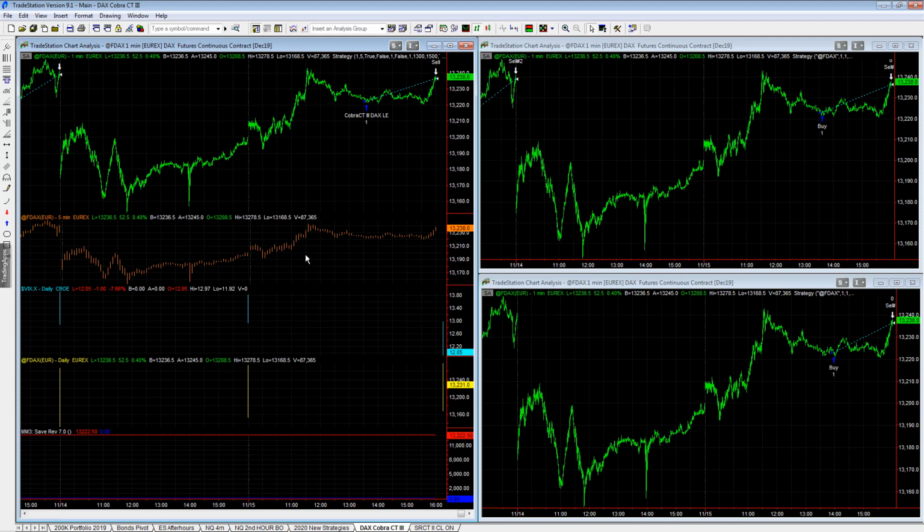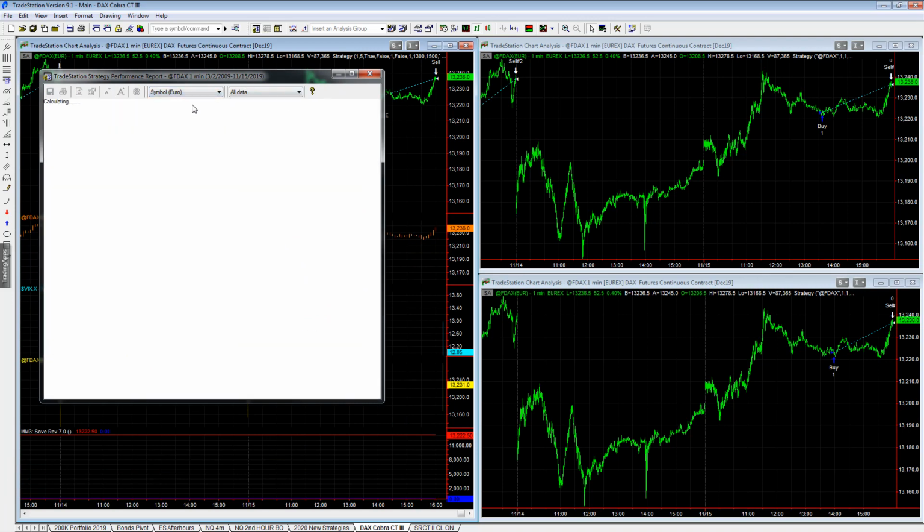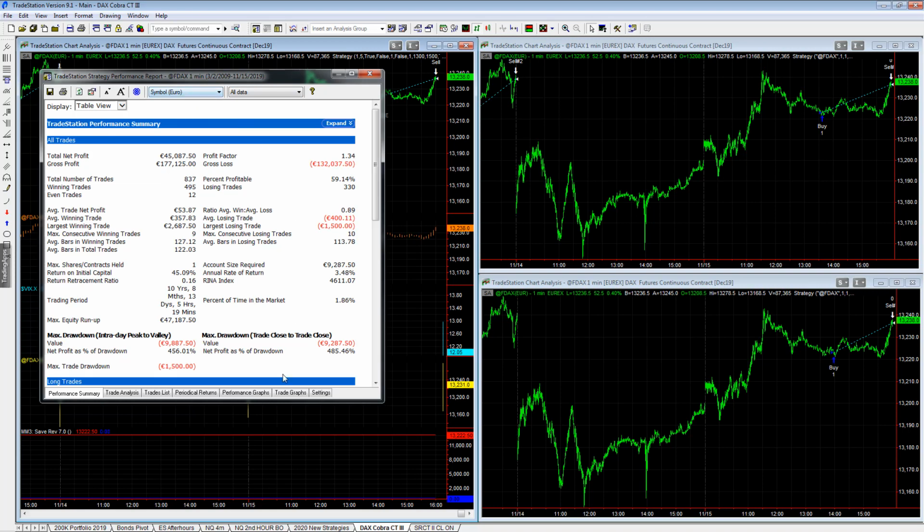And this is a strategy, the DAX Cobra CT3. I have CT3, CT4, CT5. And I want to show you the results for this. So these are the results for the DAX, and it's in US dollars. You can also change this to euros and see the results in euros. And there are the results in euros.